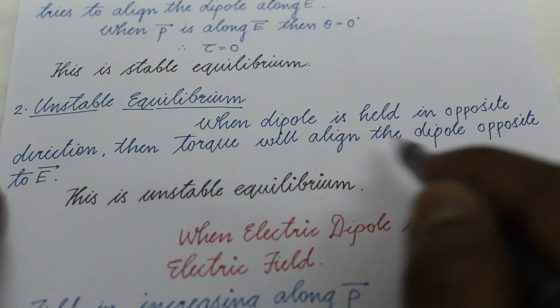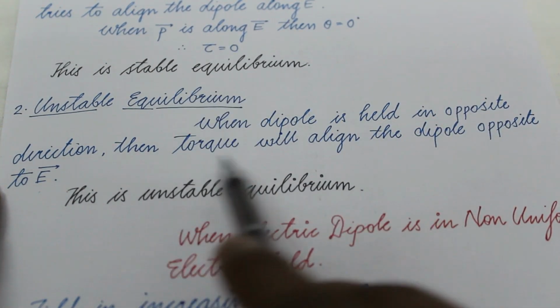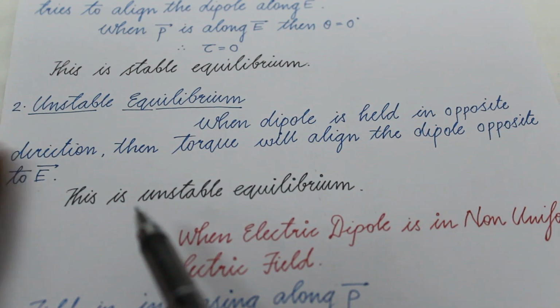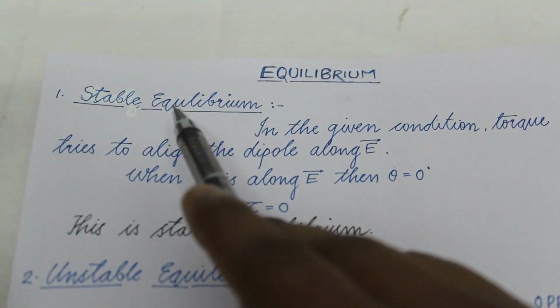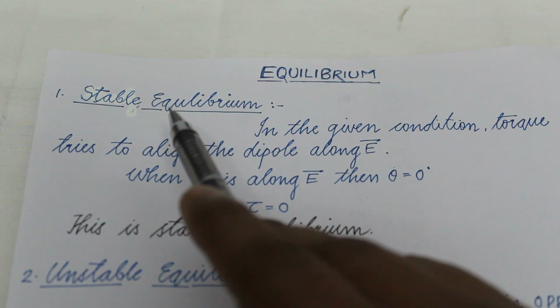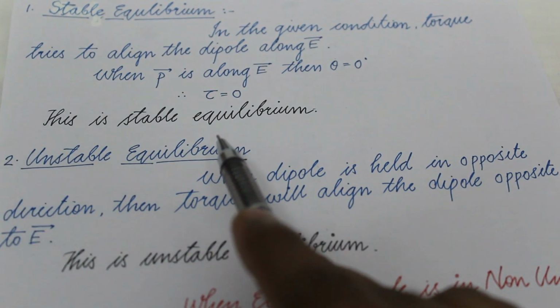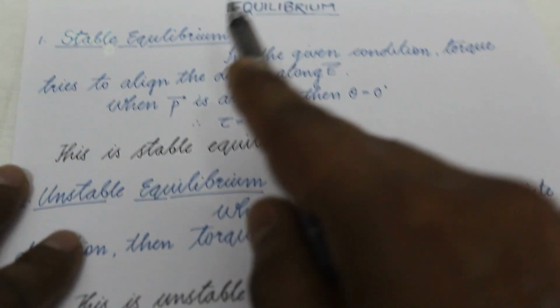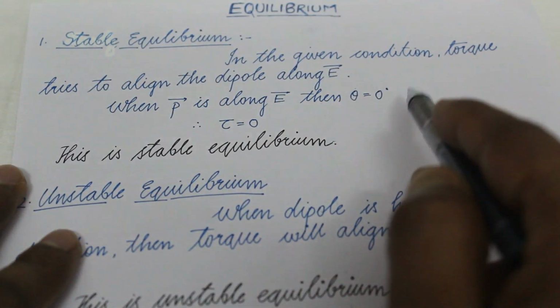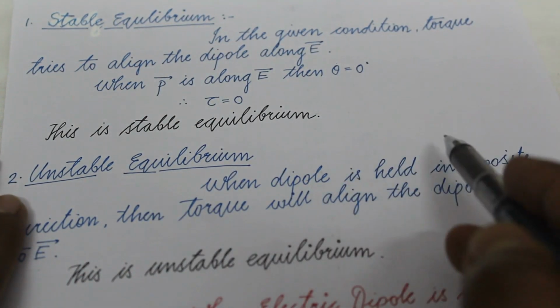If such a case arises, then the dipole is in unstable equilibrium. Stable equilibrium, when the direction of electric field intensity and the direction of dipole moment are same. Unstable equilibrium, when the direction of intensity of electric field and the direction of dipole moment are opposite to each other. It means in the first case theta must be equal to 0, whereas in the second case theta must be equal to 180 degrees.